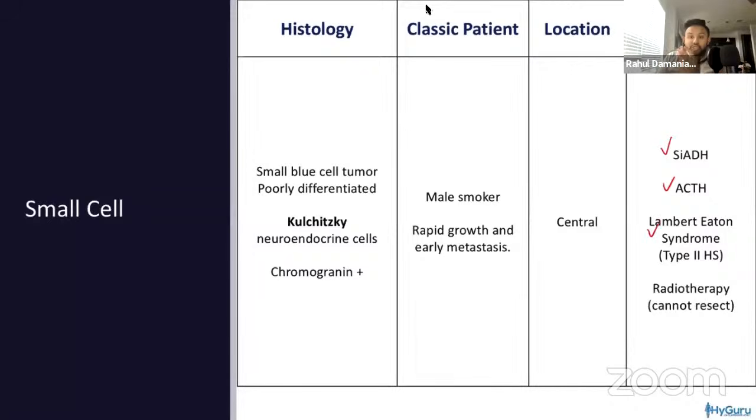Lambert-Eaton syndrome, which is going to be antibodies to voltage-gated calcium channels. Remember that that's different in presentation to myasthenia gravis. Myasthenia gravis, what are you going to have? You're going to have weakness that is going to worsen with activity. Lambert-Eaton, the weakness improves with activity.